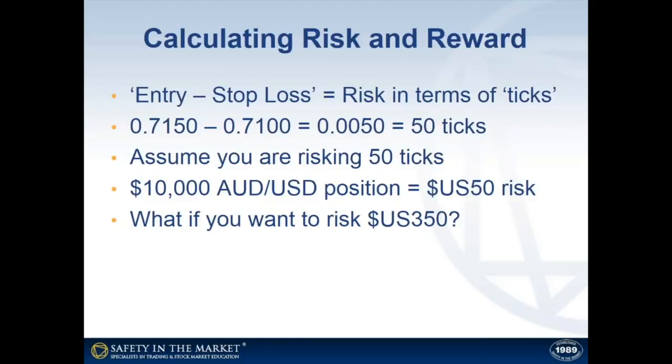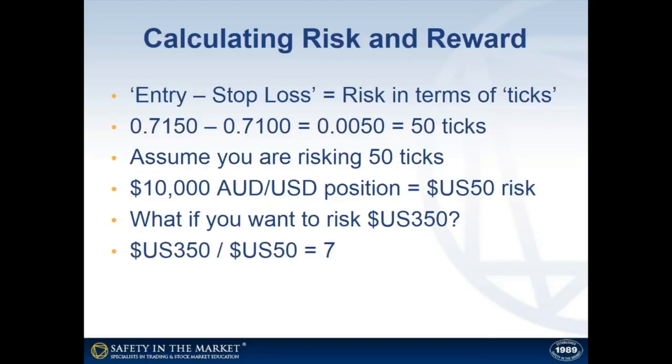Okay, I want you to think about that for a moment. If I'm taking a 10,000 Aussie dollar US dollar position, I'm risking 50 US dollars. I've done the maths and that's what I've worked out. What if I want to risk $350? Now, there are two ways we can do this. There's the fast way and there's the slow way. Okay, the slow way is to say $10,000 means I'm risking $50. Therefore, a $20,000 position would be risking $100, a $30,000 position, I'd be risking $150, and you keep going up slowly that way until you hit $350 risk.